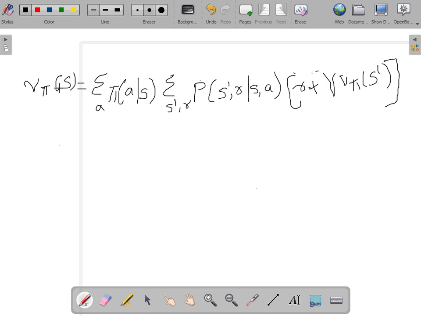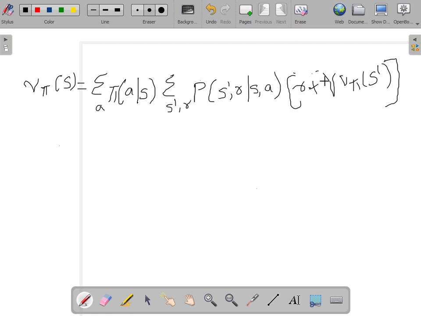What it means is, if I want to find the value of a state s, then I have to use the value of the next state s dash, with the discount factor. So in this way we have got this Bellman equation.